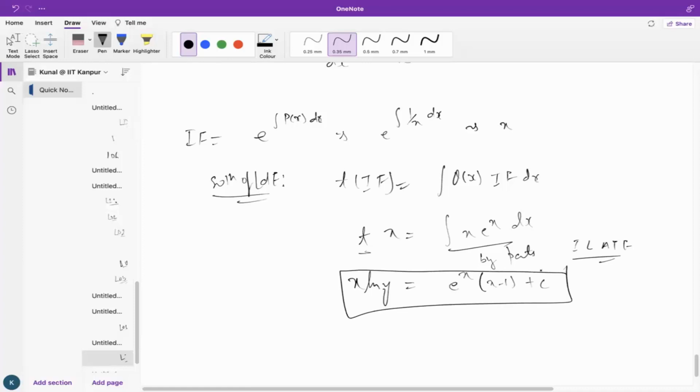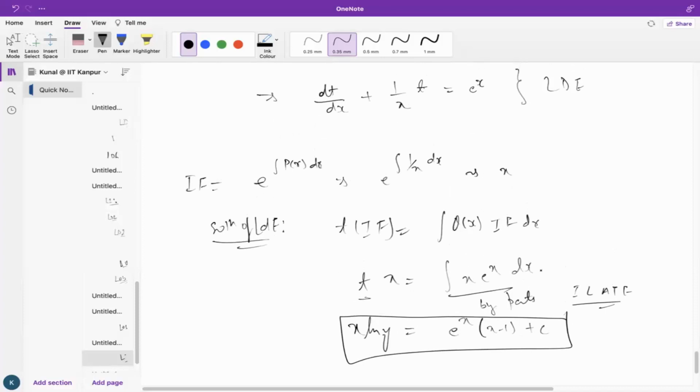So I think these are enough practice for linear differential equation problems. And I hope you all understand how to solve those kinds of problems. So I'm thinking I have to move to the implementation of exact differentials, right?